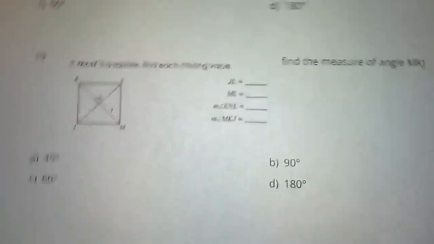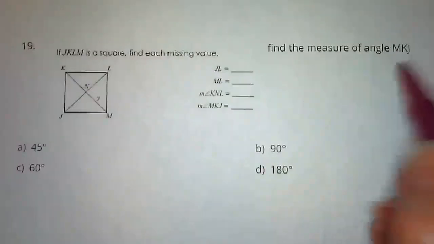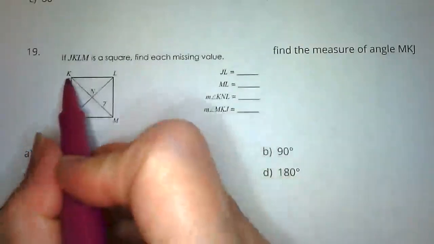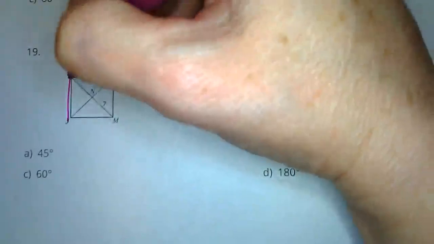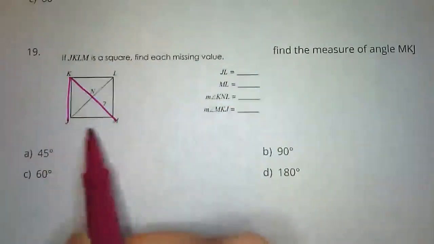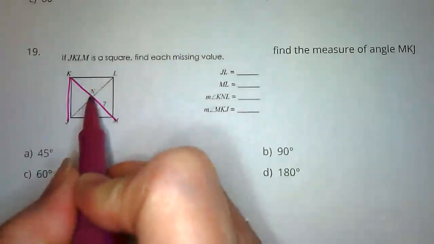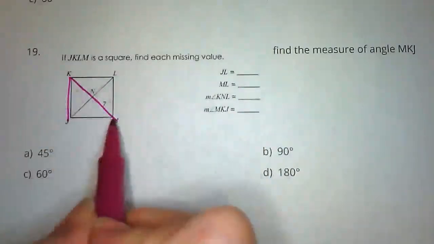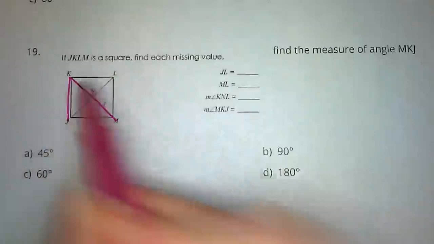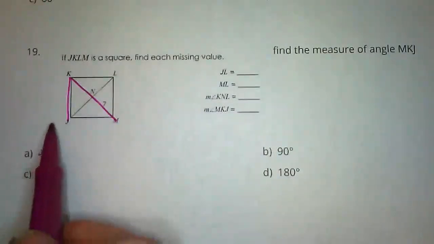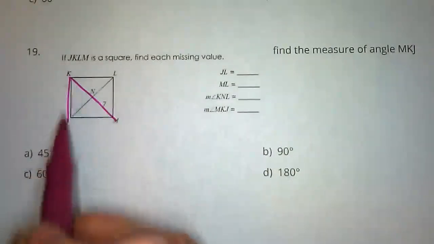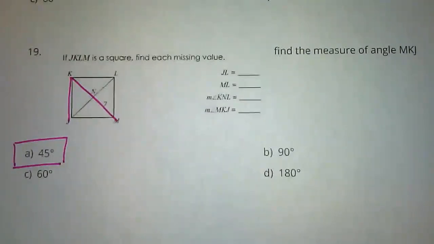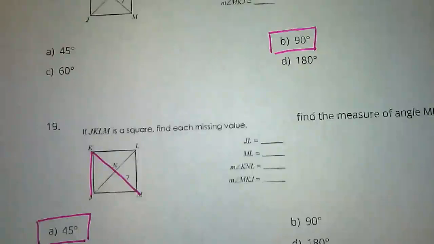All right, last one. Again, we have a square, MKJ. MKJ is this angle right here. What happens in a square is that the diagonals bisect the angles. This diagonal comes up and cuts that in half, so MKJ is a 45-degree angle. All right, that covers it. I hope that was helpful.